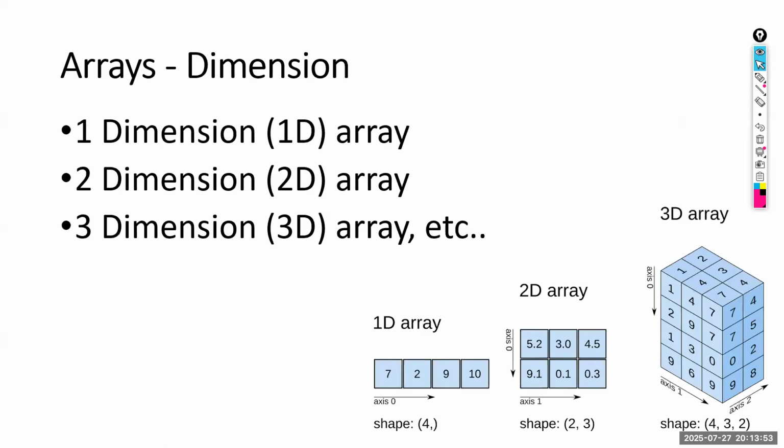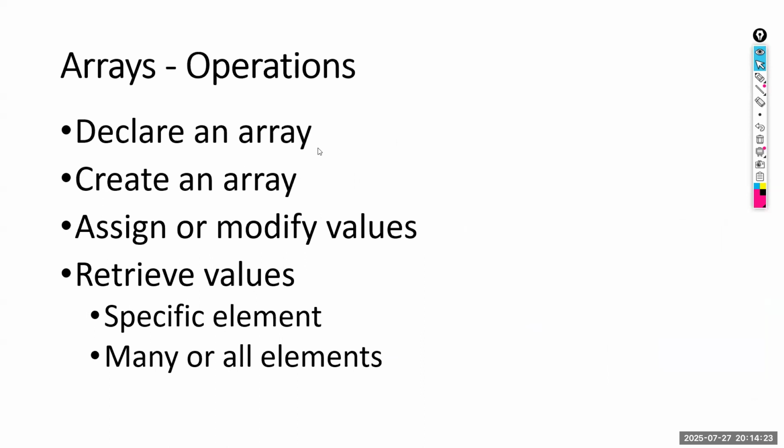So your array can be 1D, 2D, 3D, and you can even extend it to 4D, 5D. But most of the time, practical usages are for 1D and 2D. But sometimes 3D, 4D is used when it comes to data mining and that kind of data science, data analysis kind of applications. Okay. So these are the array operations: declare an array, create an array, assign or modify values, and retrieve a specific value, or retrieve all the values, like traversing.